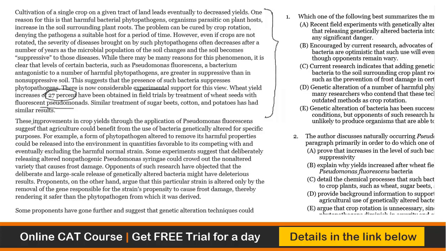So let's read the second paragraph. It says these improvements in crop yields through application of Pseudomonas suggest that agriculture could benefit from the use of bacteria genetically altered for specific purpose. So which bacteria like Pseudomonas, they can be useful. For example, a form of phytopathogen altered to remove its harmful properties could be released into the environment in quantities favorable to its competing with and eventually excluding the harmful normal strains.